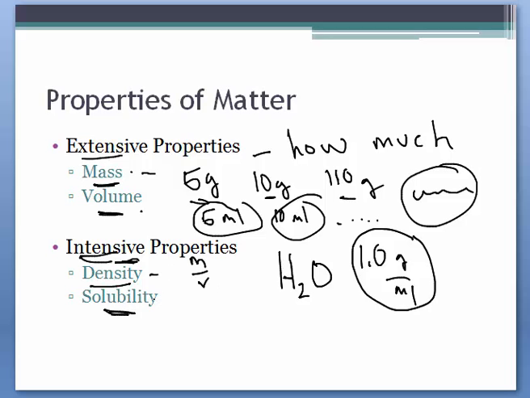Solubility is another property that is dependent on the compound itself, or the substance itself. So solubility is basically the ability of something to dissolve in water. So regardless if you have 10 grams of the substance or 15 grams of the substance, it either dissolves in water or it doesn't.